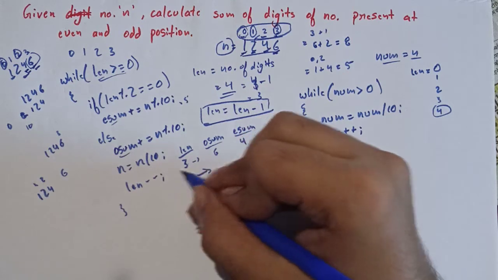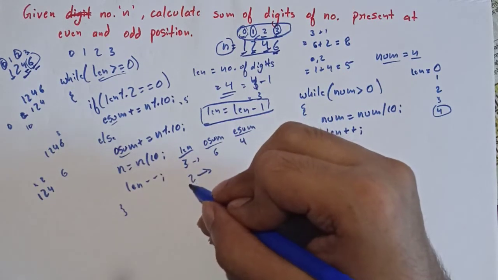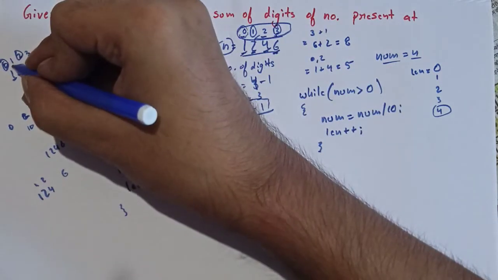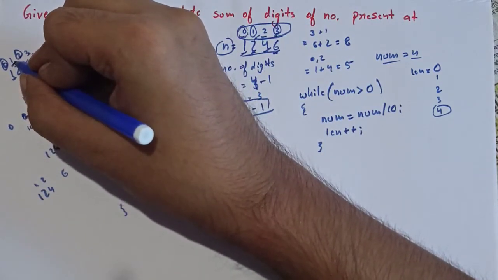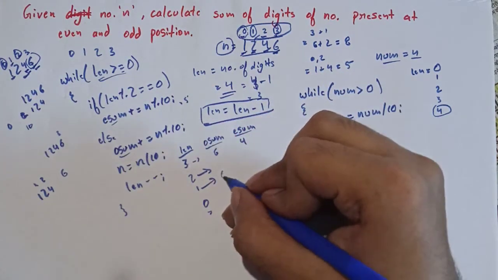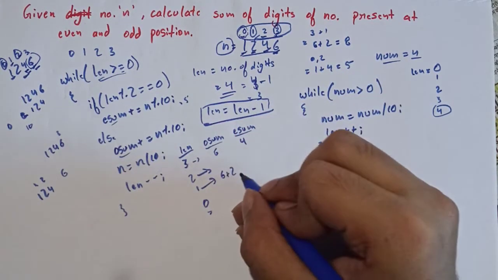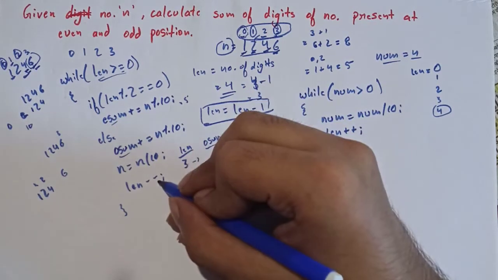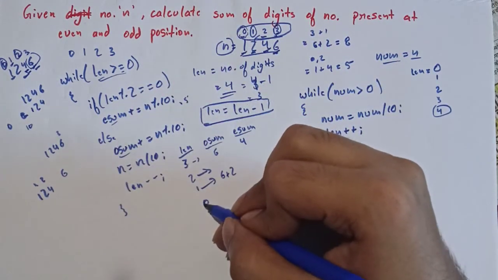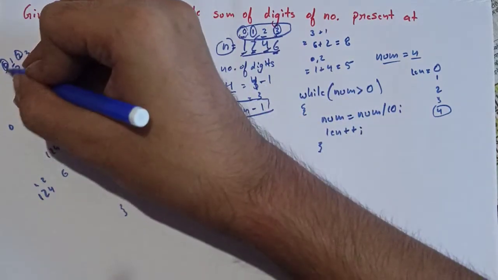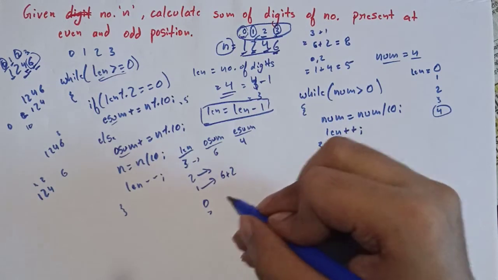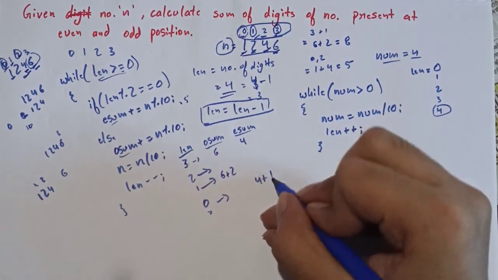Now len minus minus again, we go from 2 to 1. What is our 1 position? One position is odd, and what is at position 1? It's 2. So what will happen? It will go from 6 plus 2. Again len minus minus, it will go from 1 to 0. 0 happens to be an even position. What is at 0? We have 1. So we got 4 plus 1.